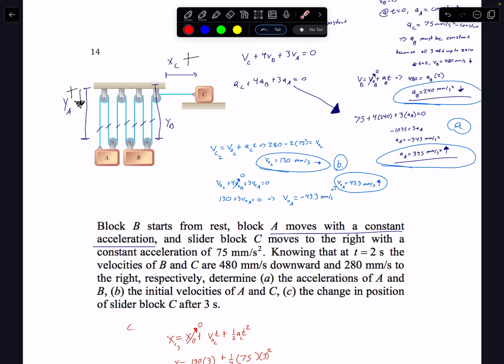And then that allows us to help find A, because we know initial velocity of B is 0. We know it's 130 plus 3 times the initial velocity of A. It's 3 because of the number of ropes. Just remember that. And then we know that the initial velocity of A is negative 43.3 millimeters per second, which means it is moving that way initially.